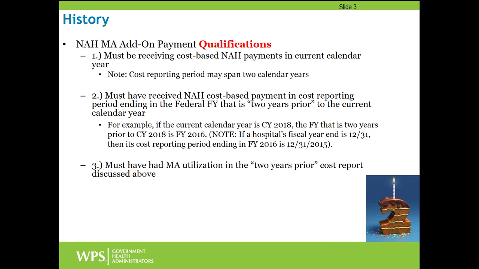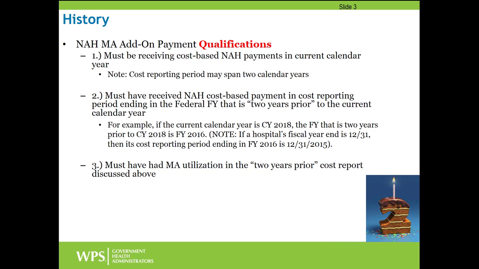But now we're in a federal fiscal year, 10/1 through 9/30, whereas the calendar year is 1/1 through 12/31. So we're going from a calendar year to a federal fiscal year period that happens to be 2 years prior. Once you have that federal fiscal year, you're looking for the cost reporting period ending between 10/1 and 9/30 of that particular year. If the hospital's fiscal year is 12/31, then the cost reporting period ending in federal fiscal year 2016 is 12/31/15. The reason is that the federal fiscal year is 10/1/15 through 9/30/16, and the ending date 12/31/15 happens to be in that range of dates.